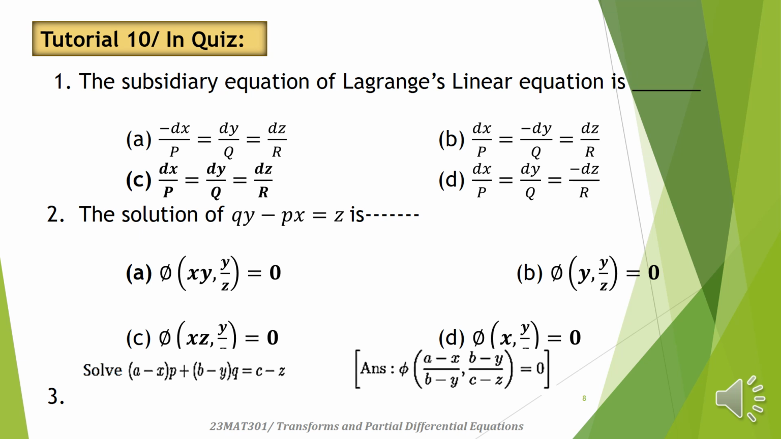Solution. Here we have the Lagrange linear equation format. What is the subsidiary equation? dx by P is equal to dy by Q is equal to dz by R. Solve these two questions and you will get the answers, and verify them here.